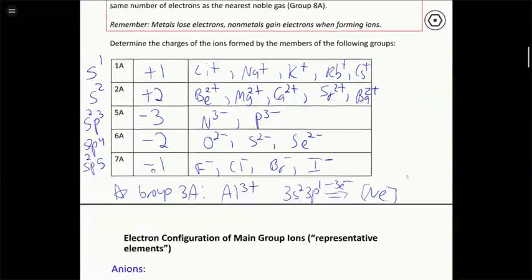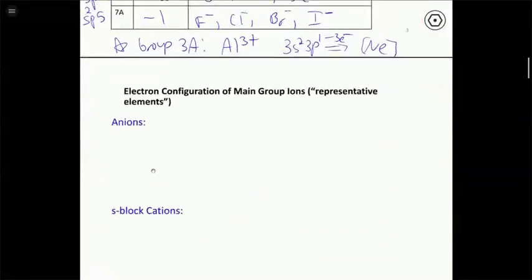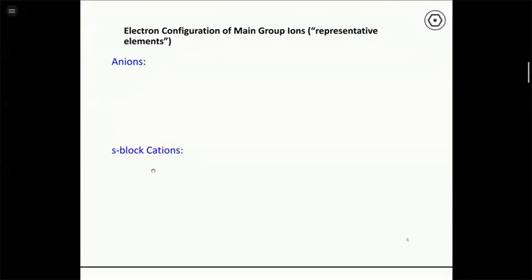Now let's talk a little bit about the configuration of main group ions. We've made reference to this as I built up this table, but the idea is that for anions we're adding electrons, and for cations we're subtracting electrons. All the anions we're talking about are in the p block of the periodic table, the nonmetals. So which subshells do the electrons get added to? They're going to go into whatever the next available position is.